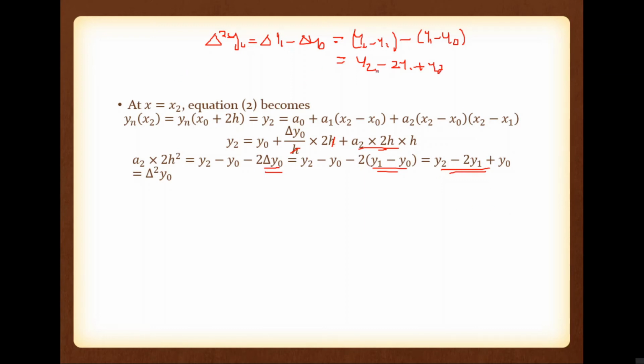Or you can find this one in another fashion. Delta square y0 is equal to, what is delta square? What is the corresponding shift operator? Delta is e plus 1 or e minus 1? E minus 1, e minus 1. So that is delta. So e minus 1 square by 0.